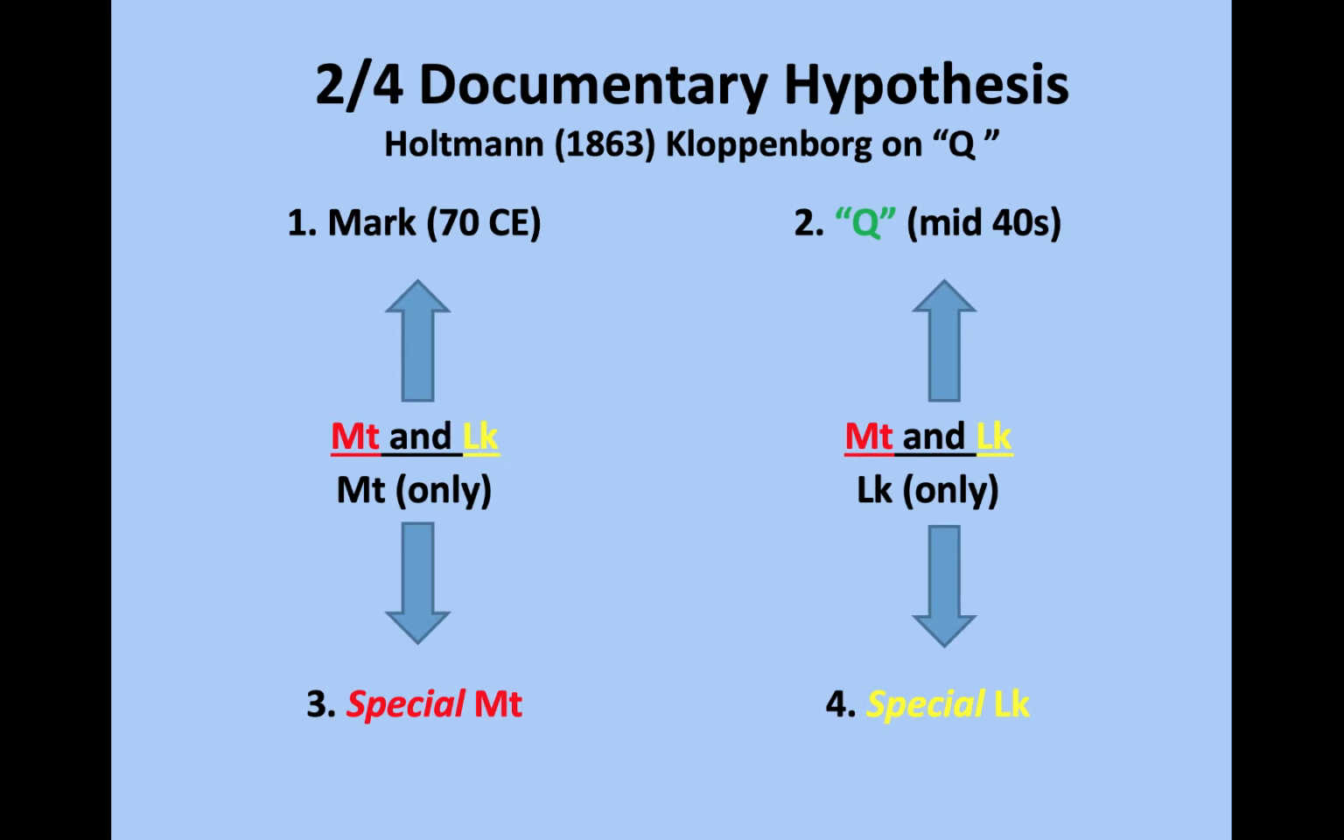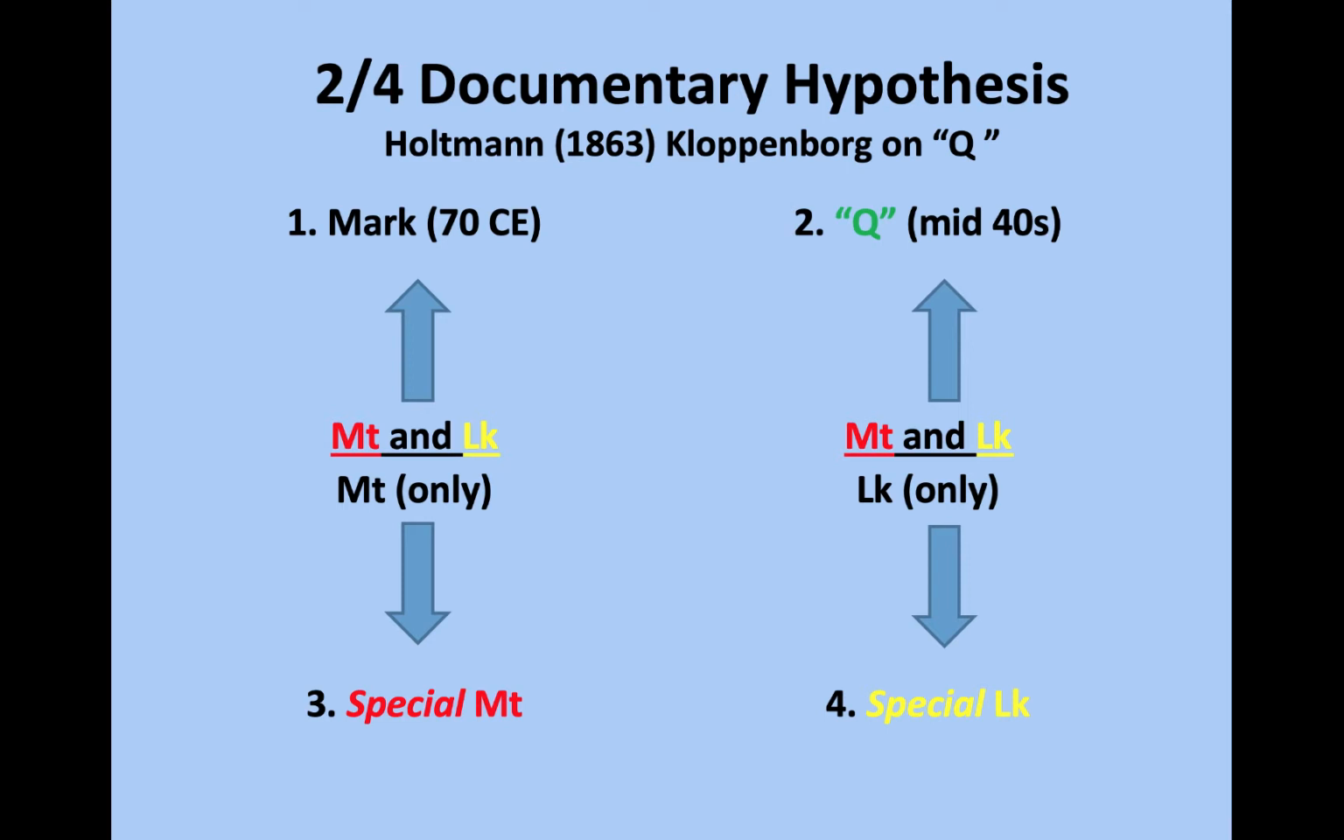Now, here's a summary chart of the 2 or now 4 documentary hypotheses. And it's been updated since Holtzmann's 19th century version. Kloppenborg, for example, has his revised edition. So Mark represents one of the sources for both Matthew and Luke. Q represents the other source in the 2 documentary hypothesis source for Matthew and Luke.